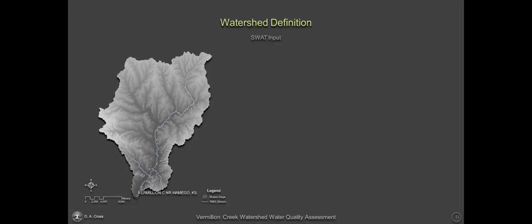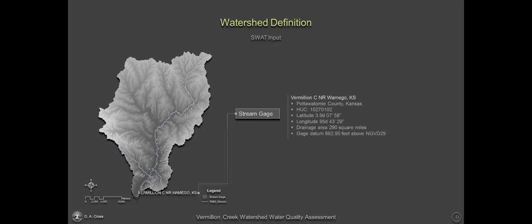Watershed definition. The Vermilion Creek watershed area was defined by using the USGS stream gauge location. Here are some statistics on this particular stream gauge. The location of this particular stream gauge caused a portion of the watershed to be cropped off towards the south. This still leaves about 90% of the watershed, or about 150,000 acres, to study.